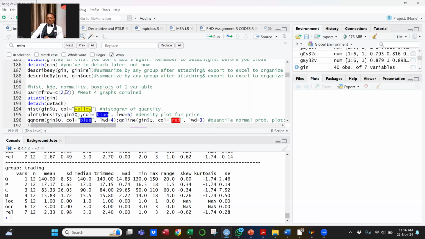You can put two graphs together. If you want two graphs, you can do two. If you want only two graphs, you can do 1, 2. That is left, right. Or you can do 2, 1. That is top, down.